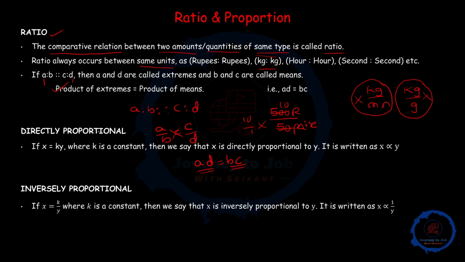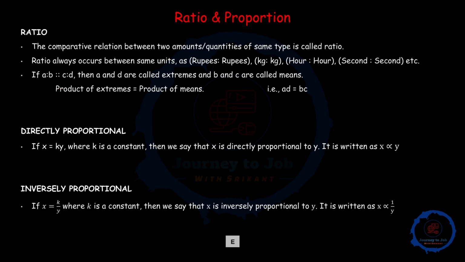Okay. Next, directly proportional. See, what does directly proportional mean? See, x is directly proportional to y. Means if y increases then x will increase. If y decreases then x will decrease. That is directly proportional, directly related to y. You can indicate x directly proportional to y with this proportionality symbol. If you want to remove this symbol, you have to multiply with some constant. Okay, so this is what directly proportional means.